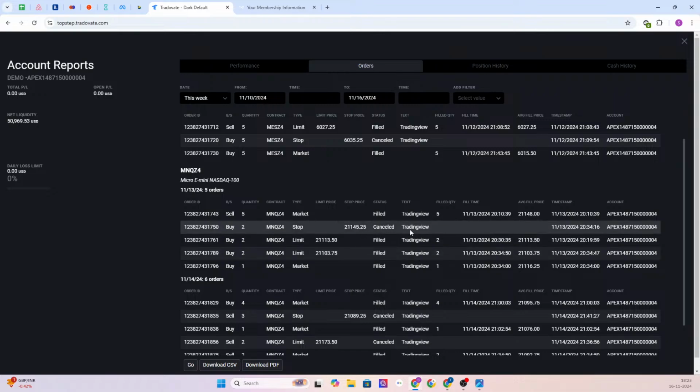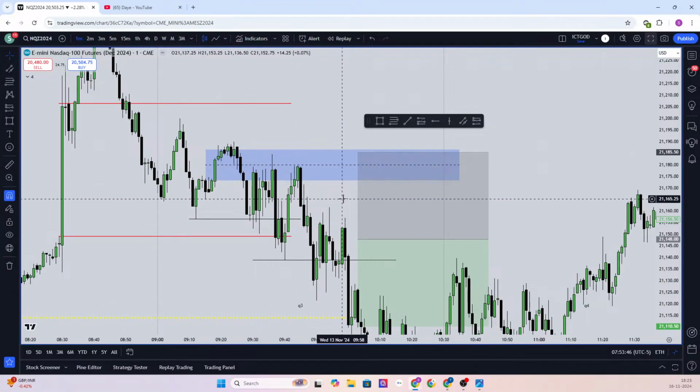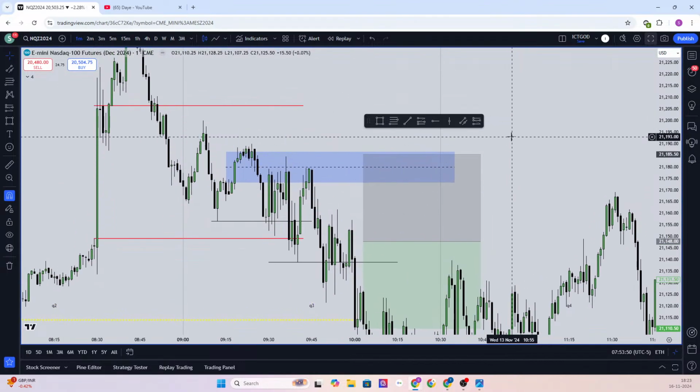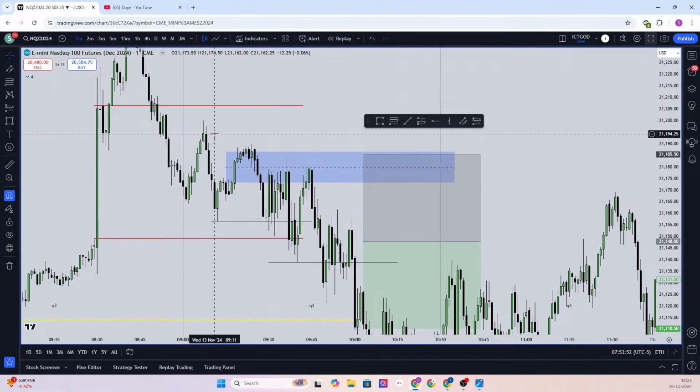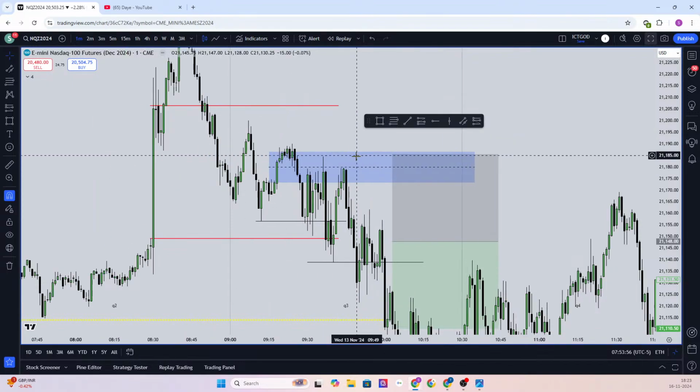I had my stop at 145. Yeah, I think the stop was moved later to break even. So I definitely kept my SL somewhere at this side. Yeah, about this, somewhere at this side.